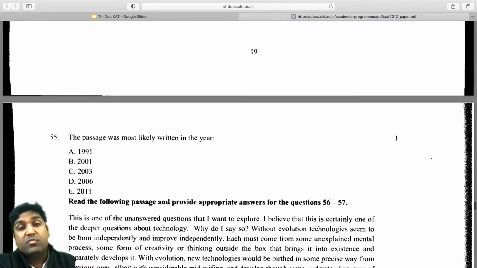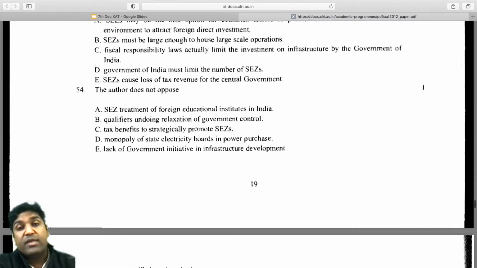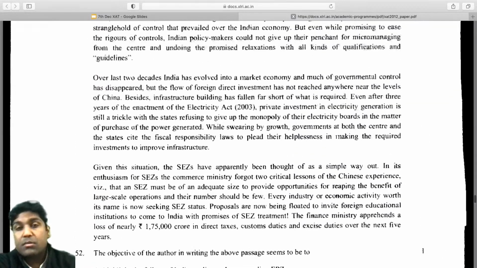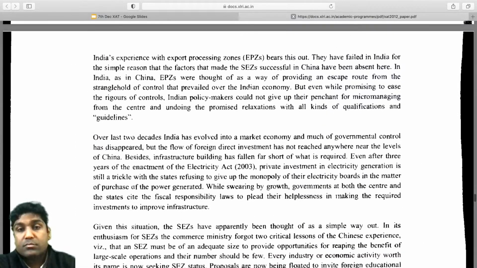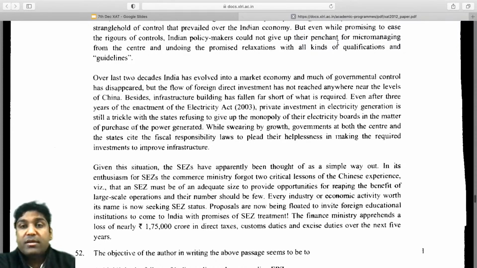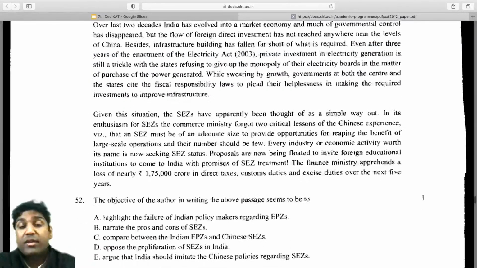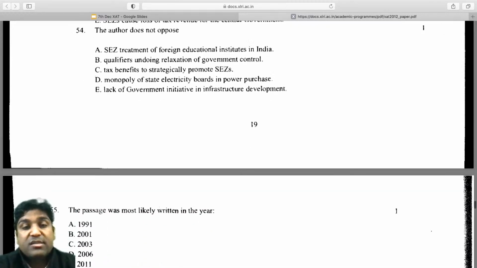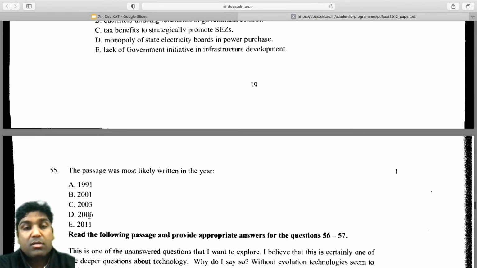The passage was written most likely in which year? I think somewhere a year was mentioned. Okay, it says even after 3 years of enactment of Electricity Act 2003. The answer is 2006. Right.